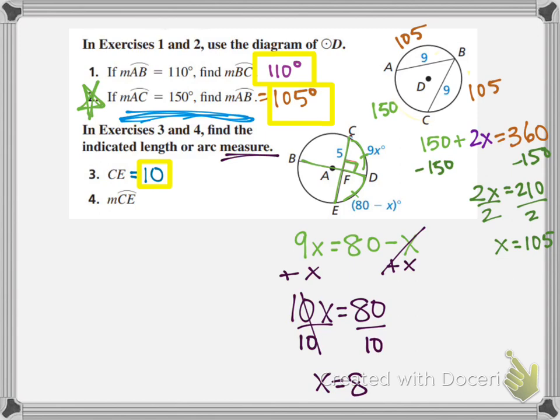So we need to plug it in to CE, okay? So currently, well, we're not going to plug it into CE. We're going to plug it into the two pieces of arc CE. So we'll plug it in to this top portion. 9 times 8, which is 72. And then plug it in here as well. 80 minus 8, which is also 72. Then we add them together. 72 plus 72, and we get 144 degrees.